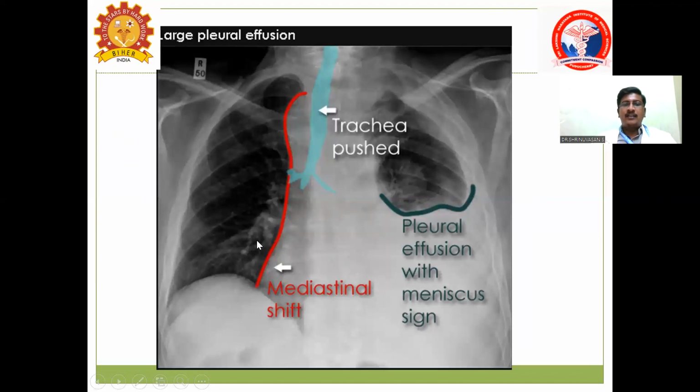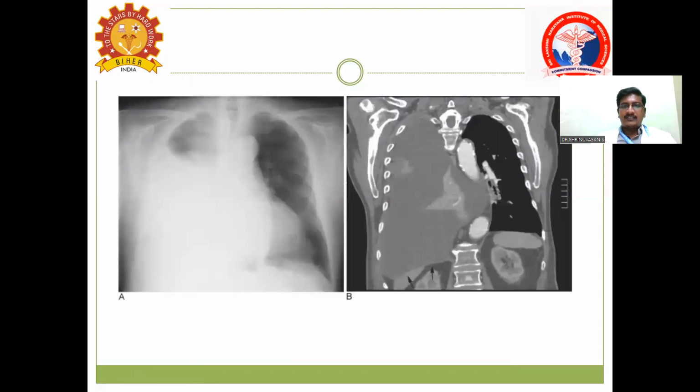You can see the mediastinum is pushed, because the fluid is getting accumulated between the two pleural spaces and it is pushing the lung, mediastinum, heart, everything to the contralateral side. See the trachea, which is pushed to the contralateral side. So this is how a large pleural effusion presents on X-ray.